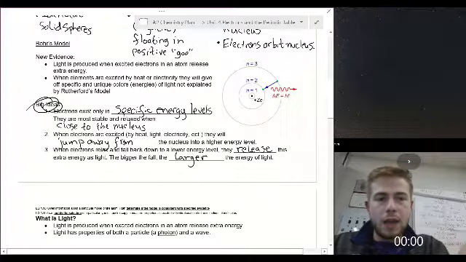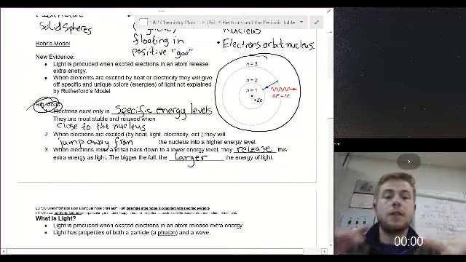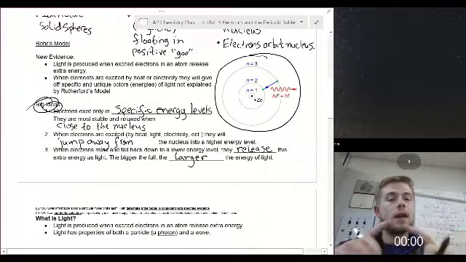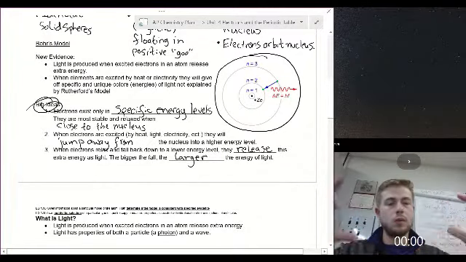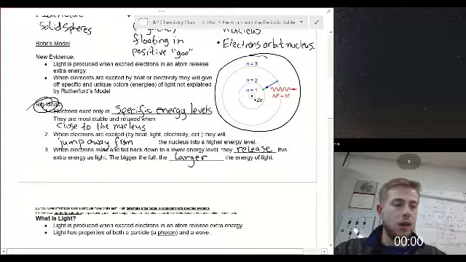Okay, so if you take a look at this diagram up here, it shows that there are very specific rings, and the electrons can jump between those rings. And when they go from a high energy level to a low energy level, they release this squiggly thing that we see as light.